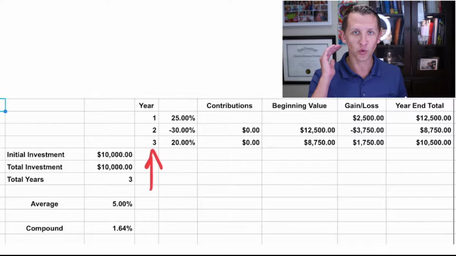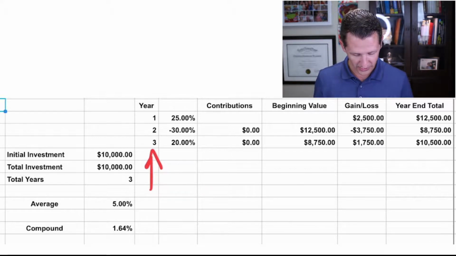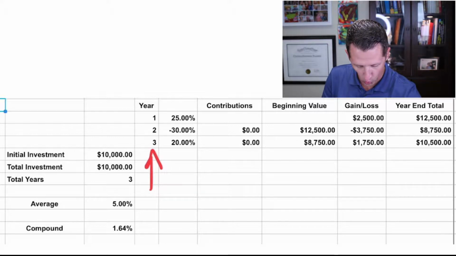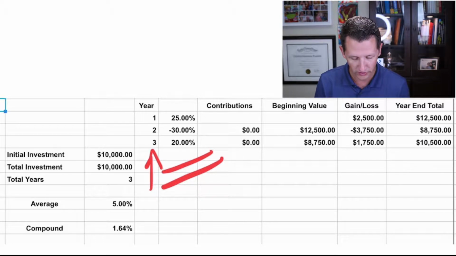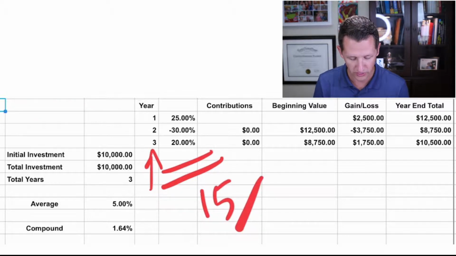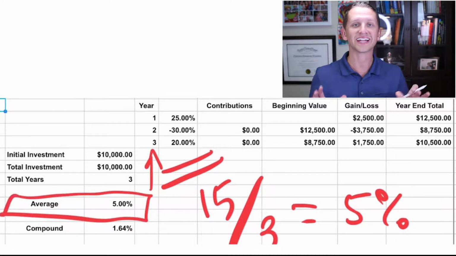So when you hear the word average, it's the wrong way to look at an investment. So we're looking at the average here. How do you find the average? All you're simply going to do is add these 3 numbers up. So we'll take 25 plus negative 30 plus 20, and we're going to get 15. Now, the way to find the average is you just simply divide by the number of years, which is 3 years, equals our 5% rate of return, as you can see right here. So you see that's the average rate of return, but it's very misleading.